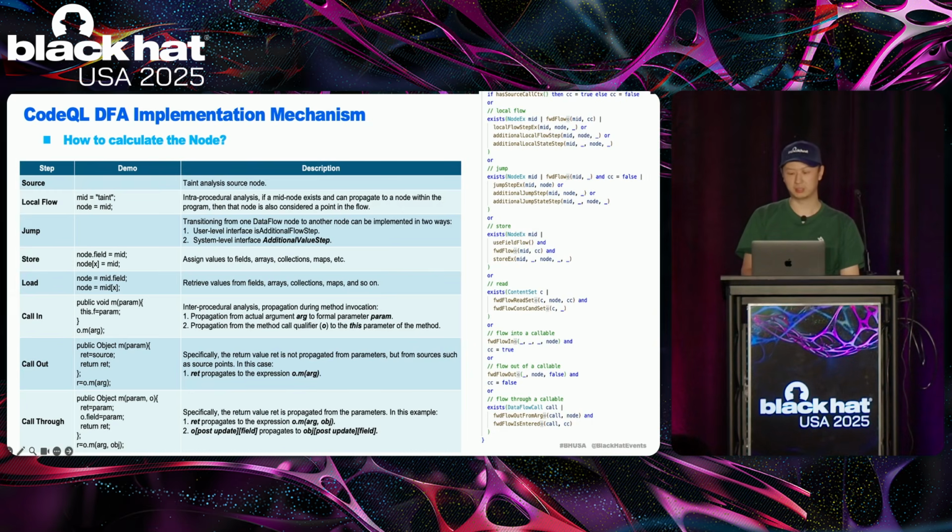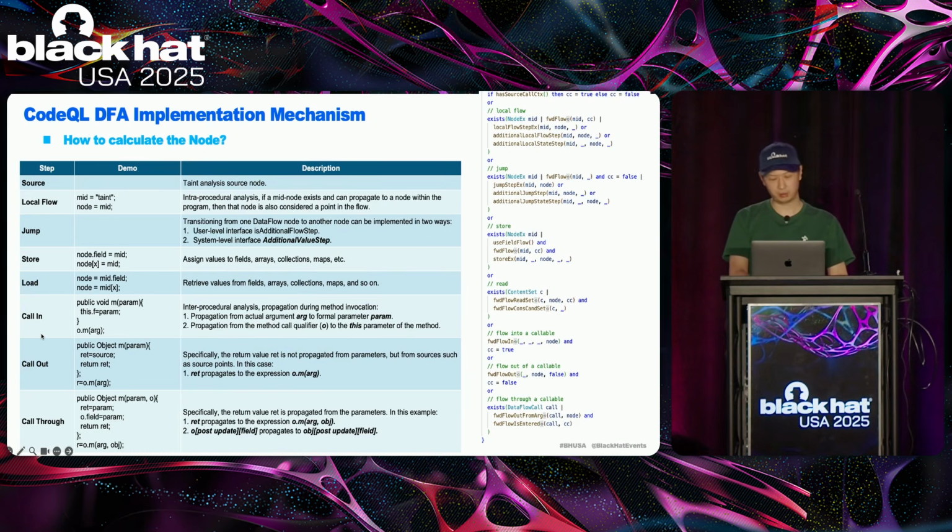which handles intra-procedural analysis. And then the jump step, it provides the interface for custom propagation from one node to another. There are two interfaces, a user-level interface through its additional flow step, and a system-level interface through additional value step. And then comes the store and load step. Store is writing a tainted node into a field, array, collection, or map content, while load is reading a tainted node from them. And this is the core of access path.